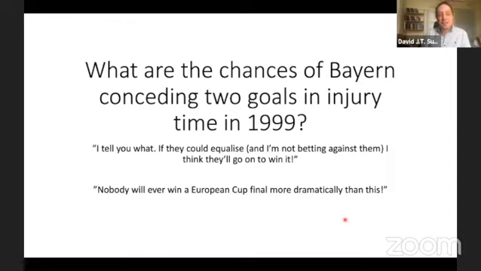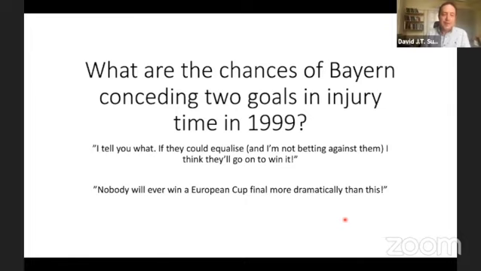I really like this one. "I tell you what, if they could equalize, and I'm not betting against them, I think they'll go on to win it," which I think actually goes against exactly what I've just said. You don't expect, if a team does get that random goal, there's no reason actually to believe more strongly that they'll get the next random goal, other than that they might be a slightly stronger team.